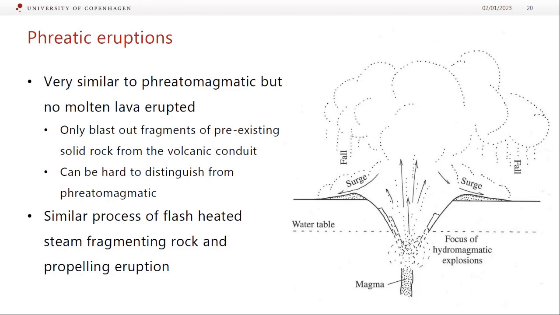The problem here is they're quite hard to distinguish, because a lot of the rock that's in the volcanic conduit is just previous lava. So where do you draw the line between a fresh lava that's frozen or an older lava that's come out of the conduit? It's not particularly straightforward to tell them apart. So same idea: we're flash heating steam, fragmenting rock, and propelling an eruption. This diagram here is actually for phreatomagmatic, but in this case, the magma is interacting with groundwater and exploding, and that's causing our eruption column and these surges off the base of it.